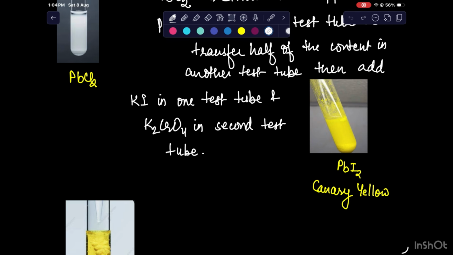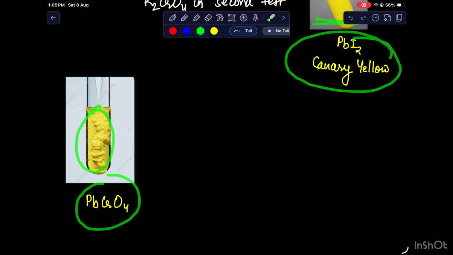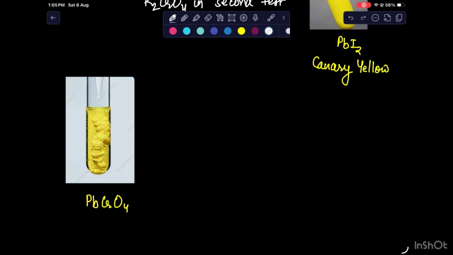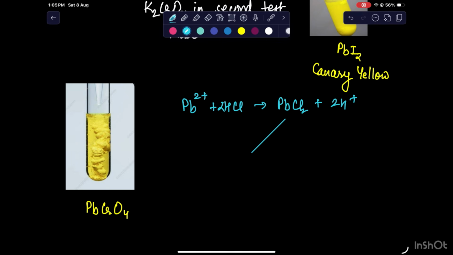So we get canary yellow color in case of KI, and we get a little dark yellow in case of PbCrO4. So with PbI2 we get a bright yellow, which is canary yellow. Canary is a bird, right? And there is a flower also. It is also named canary because of the bird.